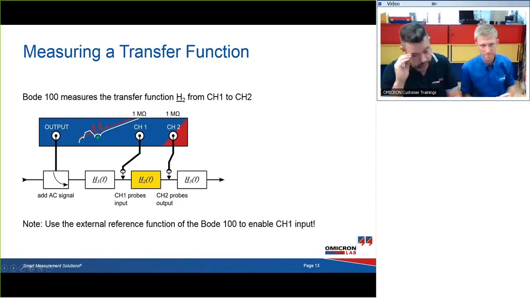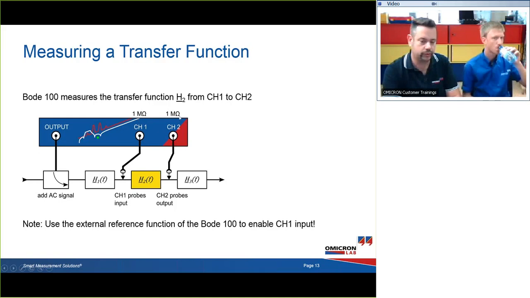Further on, one thing is important to do this measurement. We need to activate the external reference of the Bode 100, so that channel 1 is used as the reference. And we have to switch the Bode 100 to high impedance to ensure that we do not influence the system with the probes that we are using.